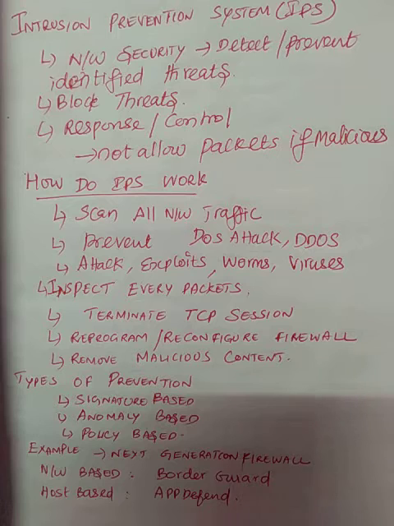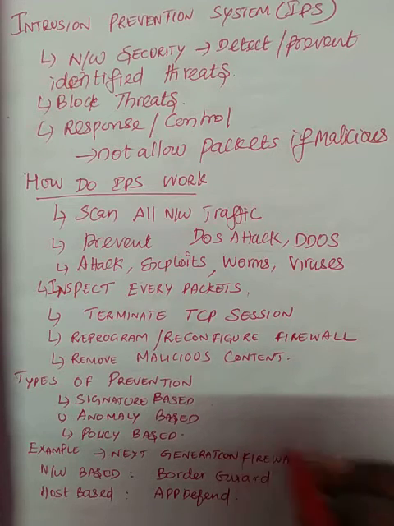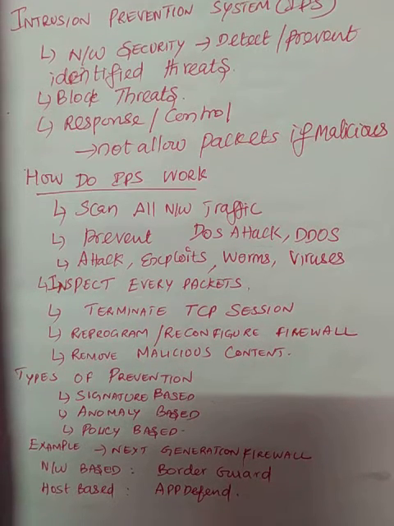And what are the types of prevention systems there? Like IDS, it is signature based, anomaly based, and policy based. Okay, and next, an example for such IPS is the next generation firewall. And for network based IPS, an example is Border Guard, and then host based IPS is AppDefend.